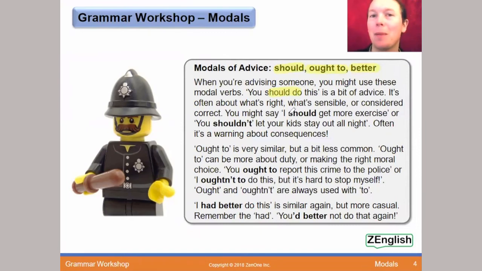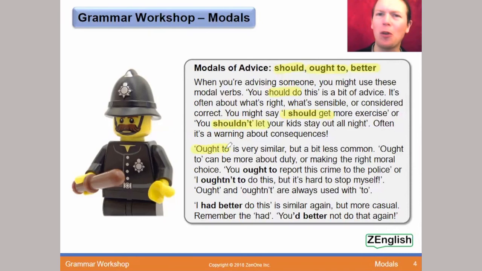So there are a few examples here. I should get more exercise, or you shouldn't let your kids stay out all night, or you should be careful with that. So it's very often a warning about consequences. You should do this, or there might be a bad consequence. Ought to is a bit similar. I'd say it's a bit stronger and a bit less common.